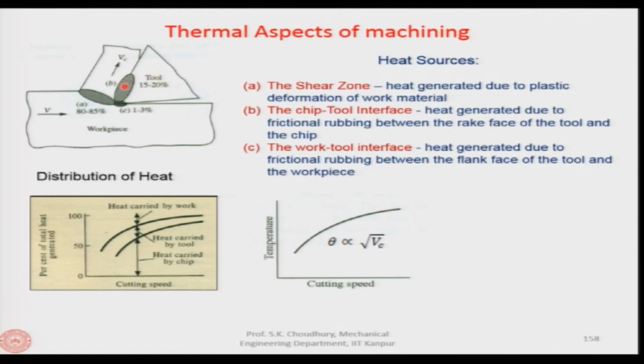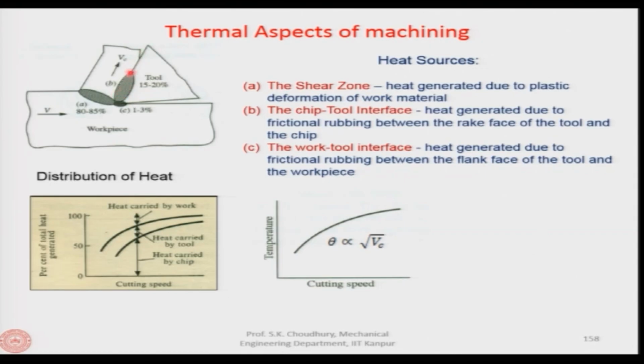Coming to the tool, the chip is the hottest. See, what happens here is the chip is getting heated up because of the plastic deformation in this zone. So, after it is heating up and maximum heat is generated here, the hot chip will be further heated up by the friction between the chip and the rake face of the tool.